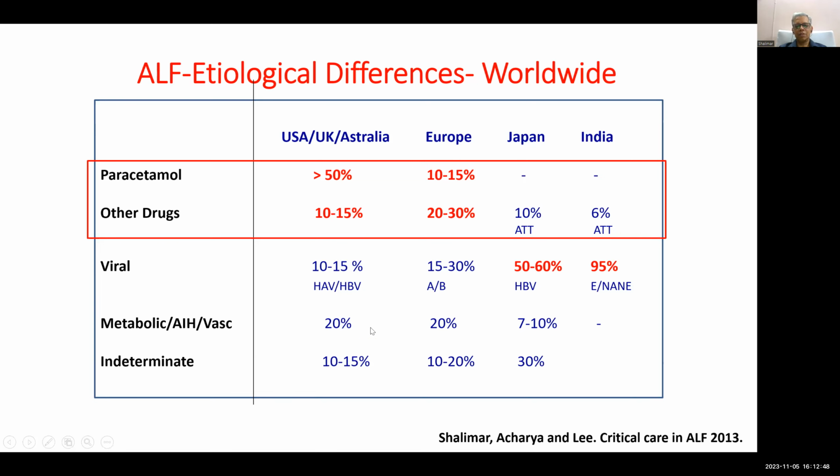In addition, other causes which have been reported more commonly in the West include the metabolic causes, and a fraction of patients would have indeterminate, also known as cryptogenic, which constitutes almost 20% of patients of acute liver failure in the West.